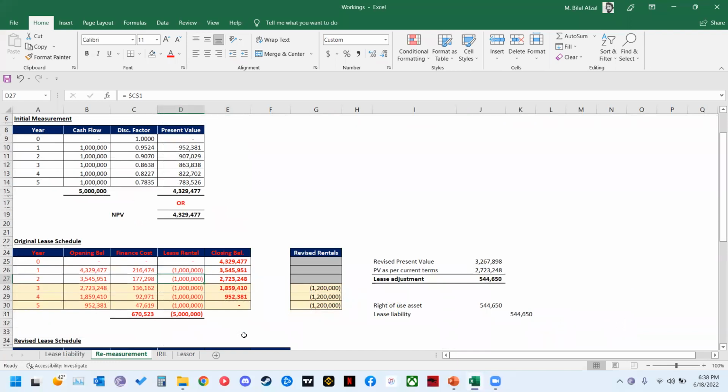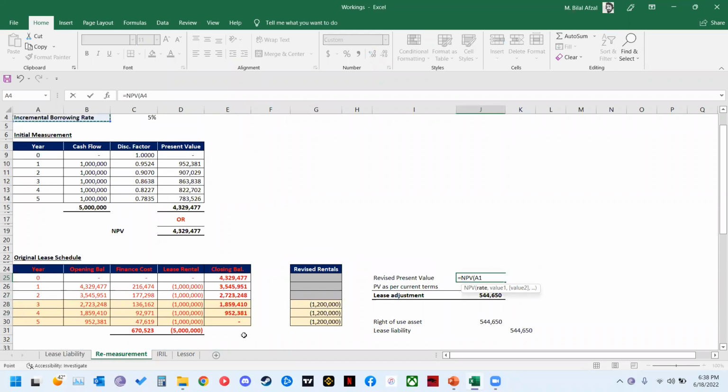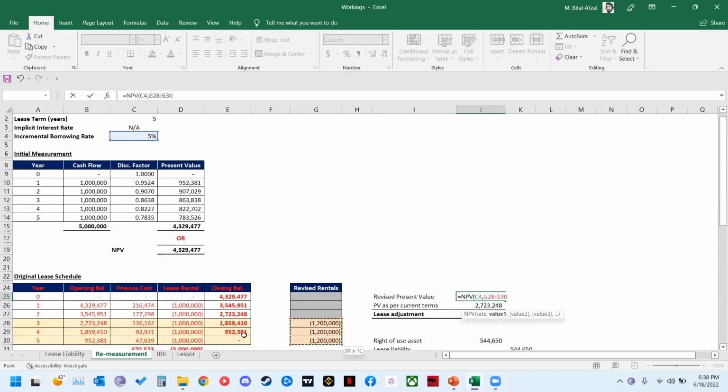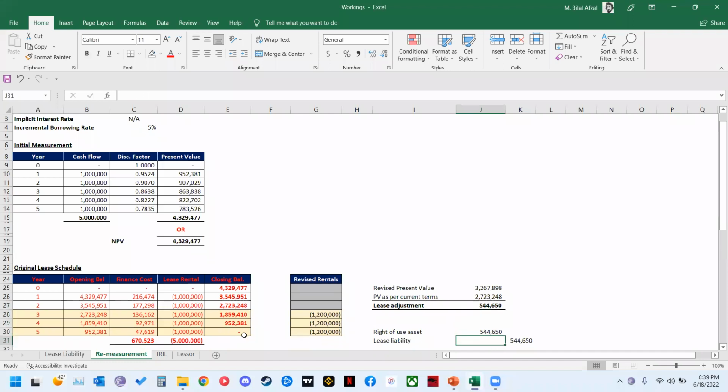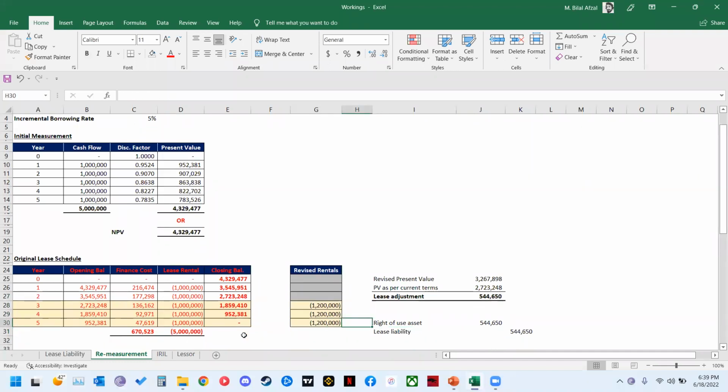So in the remeasurement, whatever the liability at the time of remeasurement is should represent the present value of the remaining lease rentals which would be paid in the future. The revised rentals are 1.2 million in years 3, 4, and 5. So we will take the present value of the revised rentals using the original rate of interest. It gave us 3.2 million. Now, at the end of year 2, what is the outstanding liability? It is 2.7 million. So the difference is 544,000. Standard says that this difference has to be adjusted against the right of use asset. So we will debit the right of use asset and credit the lease liability.